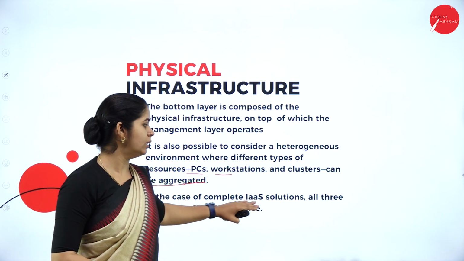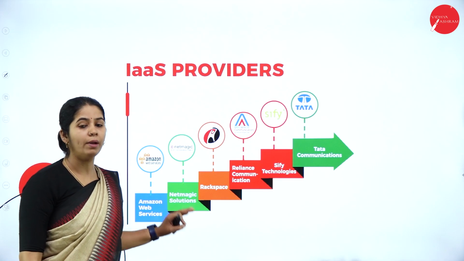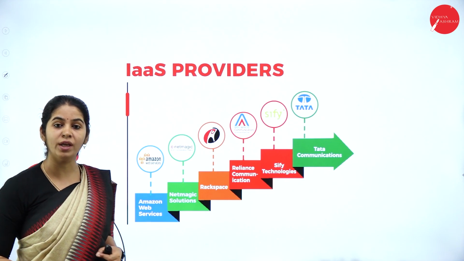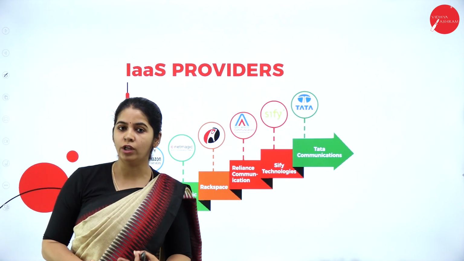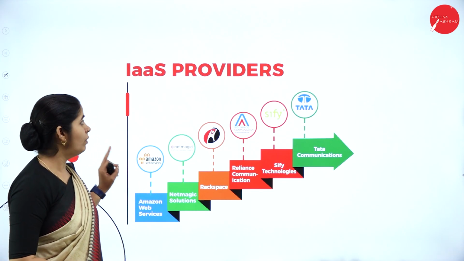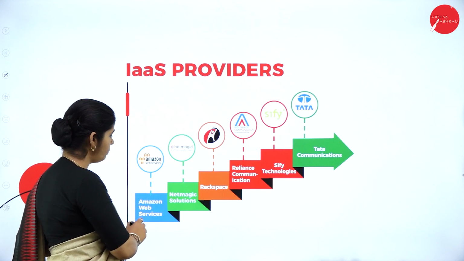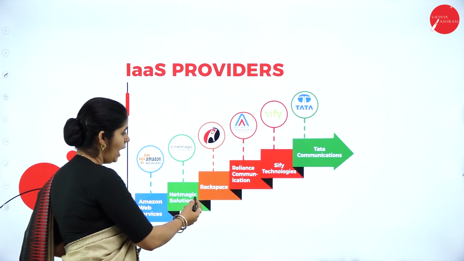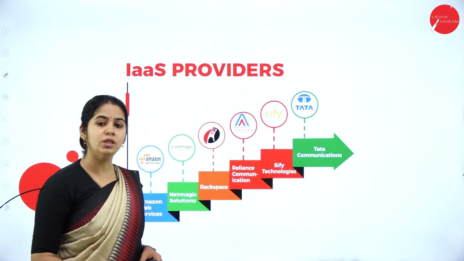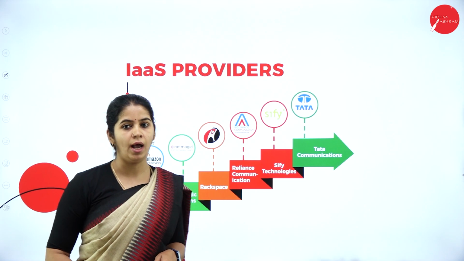Everything can be provided in the infrastructure as a service. These are some of the service providers who provide infrastructure as a service. Basically, Amazon Web Services. All of you have heard about AWS. Many advertisements come on AWS. So AWS is the first and most used web service provider for infrastructure as a service. Apart from Amazon Web Services, we have NetMagic Solutions, Rackspace, Reliance Communication, Sify Technology, and Tata Communication. These are some of the service provider platforms which provide infrastructure as a service.